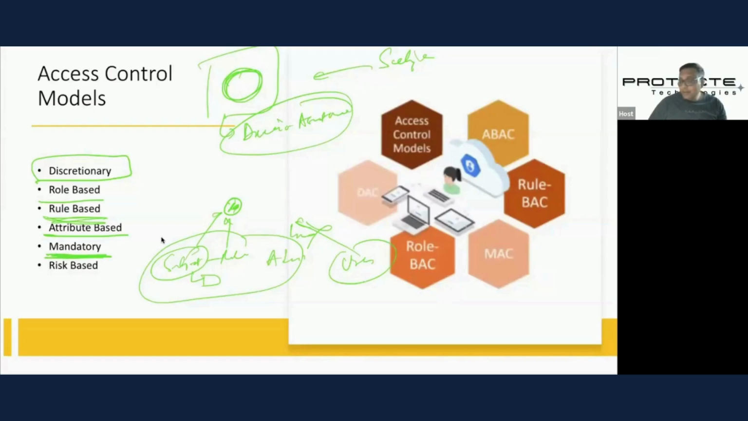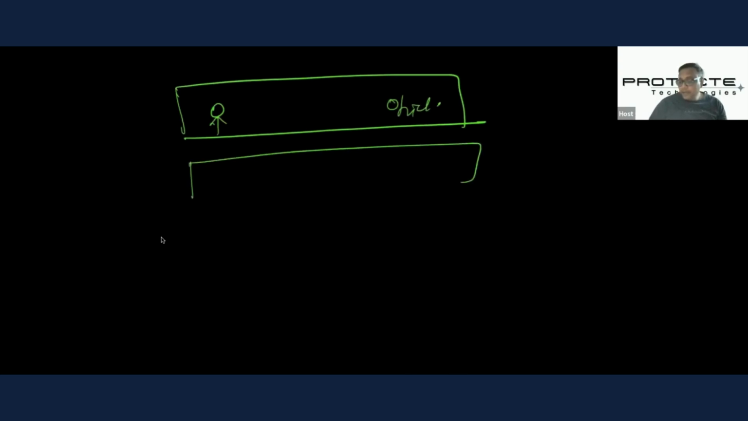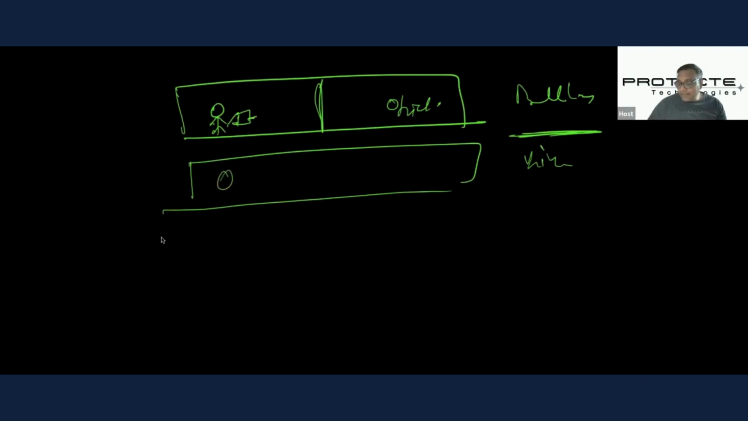Then you have something called the mandatory model. The mandatory model is compartmentalized. The subject and the object are in the same compartment. If you remember the Bell-LaPadula model and the Biba model, these are all mandatory models. Wherein if I have to access an object, I need to carry a tag of that particular compartment. Otherwise, I will not be allowed. I might have the clearance, but I'll still not be allowed because I'm not in that compartment. This is mandatory access control.